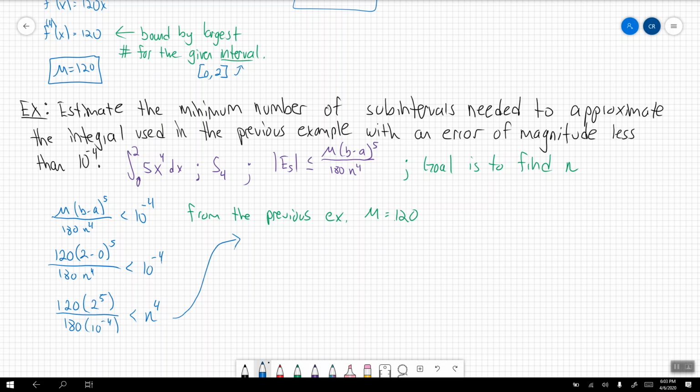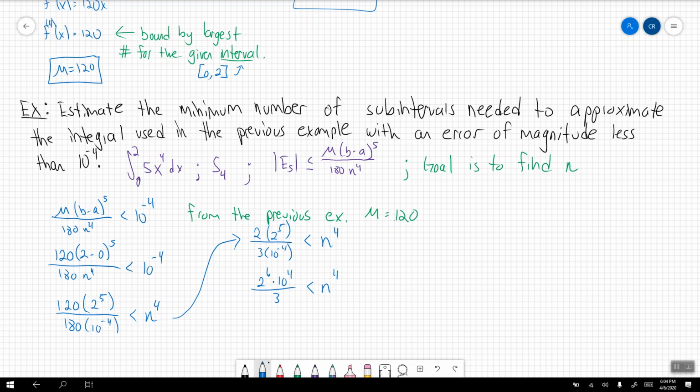Good. All right, let's see, 120 divided by 180. I do believe that simplifies to 2/3. So that's going to be 2 multiplied by 2 to the power of 5, over 3 multiplied by 10 to the power of negative 4. And we'll clean this up just a bit in a little bit. All right, and this is all still less than n to the power of 4. So then that's really just 2 to the power of 6 multiplied by 10 to the power of 4, because that had a negative, divided by 3. Nice. And that's still less than n to the 4th.